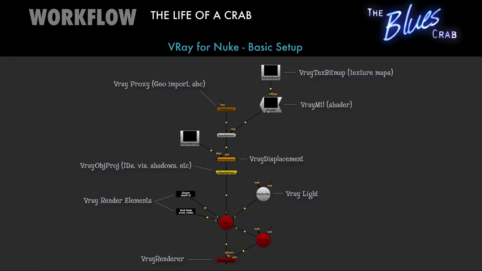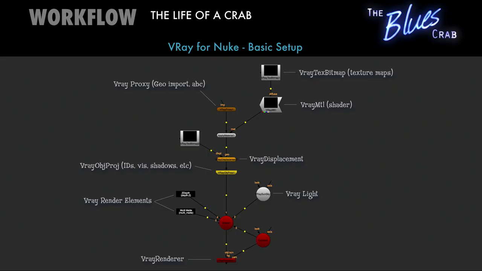Now that we have our shot camera and characters animated and exported into Alembic caches, we can set up our V-Ray for Nuke workflow. What you see here are the bare bones of using V-Ray in Nuke. At the top, you'll see the V-Ray text bitmap node. This is for all textures. Below that, the V-Ray material node for shader development. Top left is the V-Ray proxy node for all imported geometry.